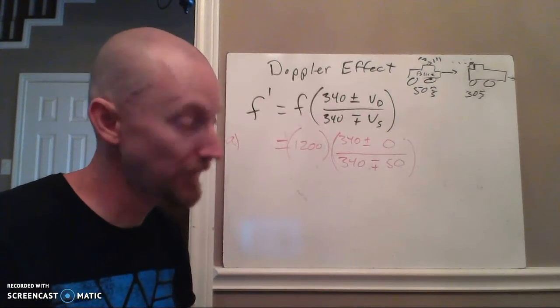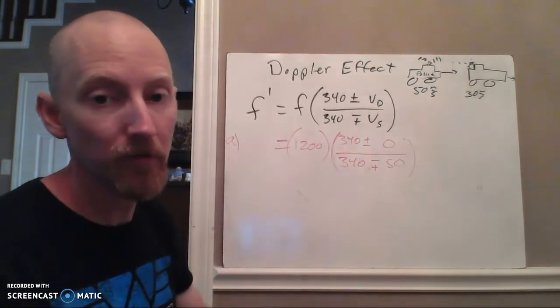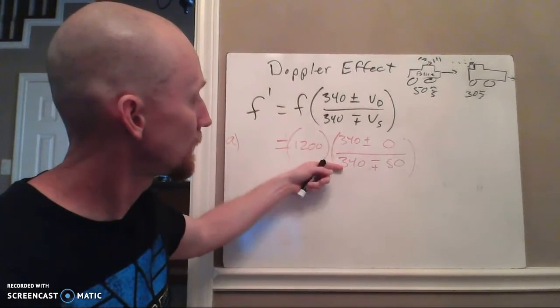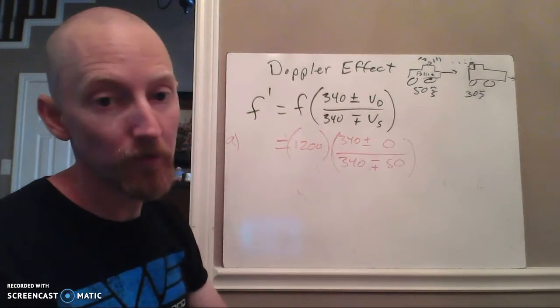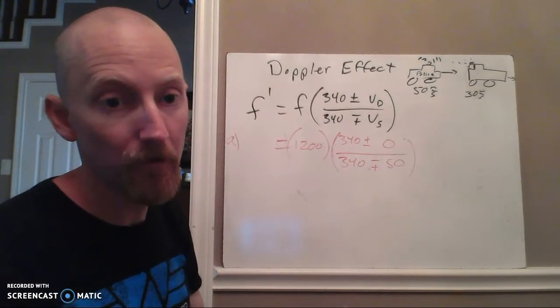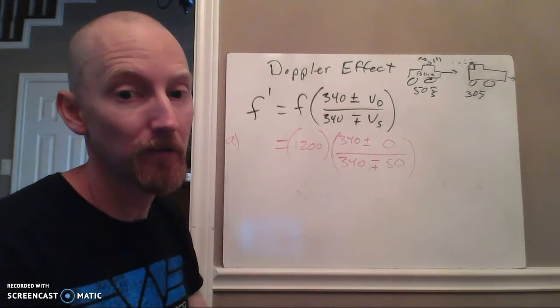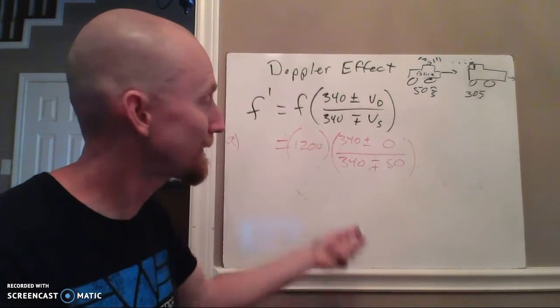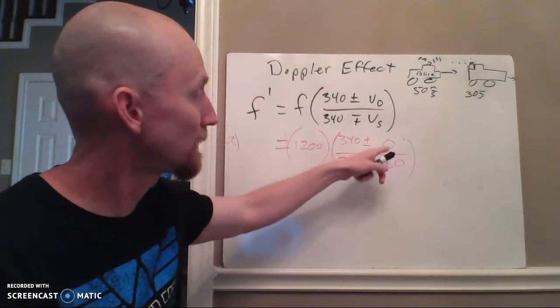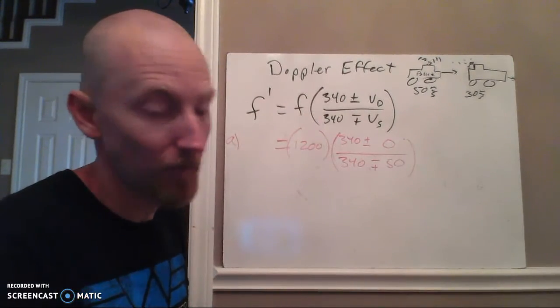Okay. Now, the only other thing to do is to figure out which signs to use up here and down there. Okay. So the detector, is it moving towards or away from the cop car? Well, the detector is actually standing still. So they're not doing either. Here it doesn't matter. 340 plus 0 is the same as 340 minus 0. So actually, we don't care.